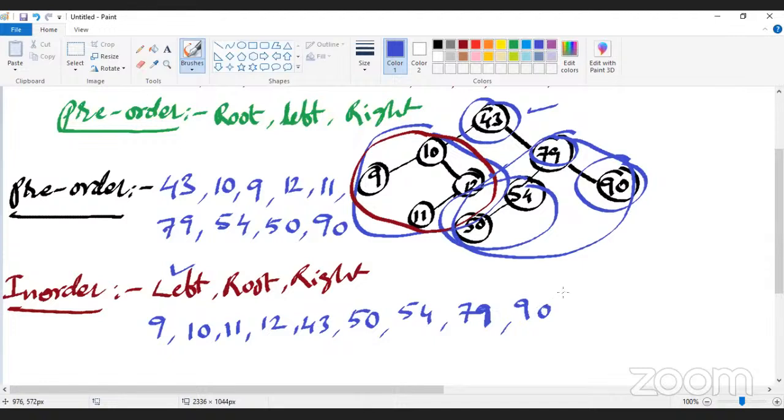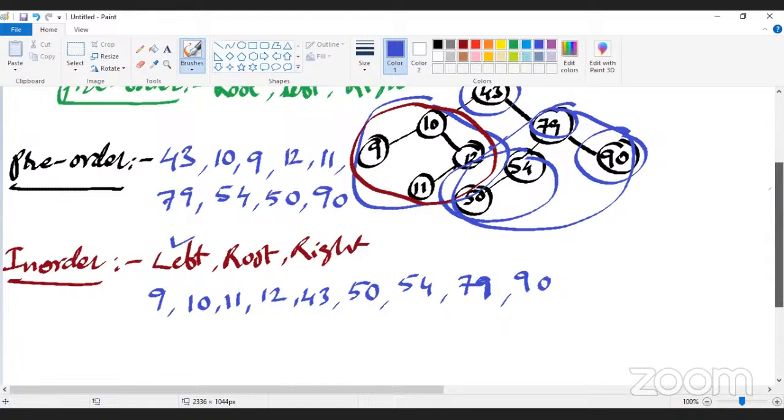What you can observe is that the result of in-order traversal is the ascending order of the elements.